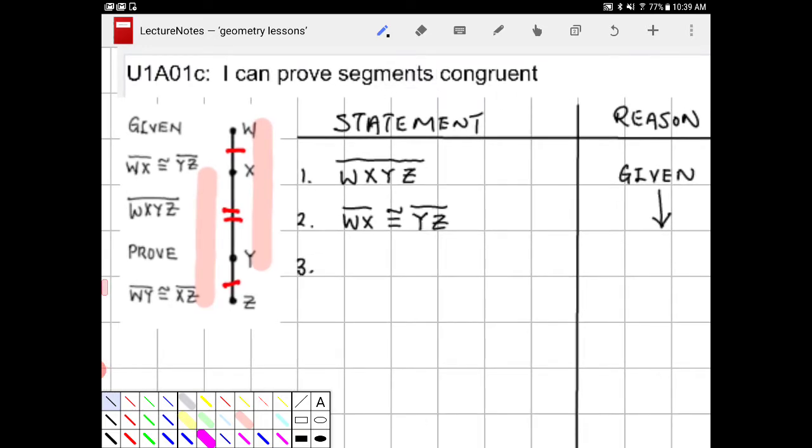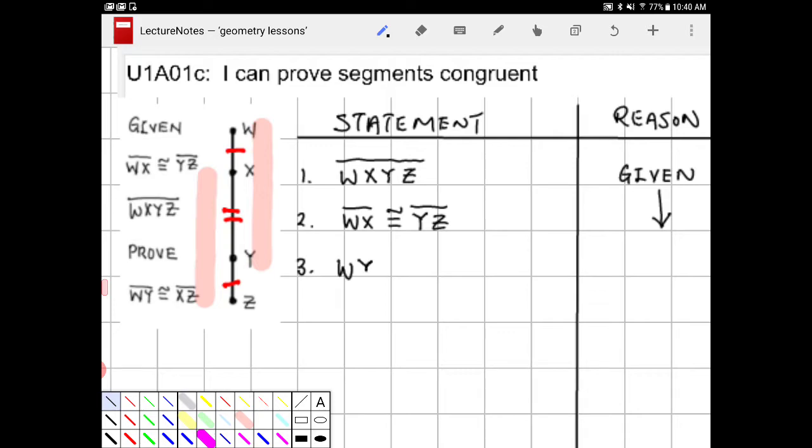A strategy that I would like to tell you all is this. If you're ever told to prove anything where it involves segments, and you know certain segments are made up of other smaller segments, it would be a good idea to articulate that in the statement and reason chart. And then from there, other relationships will begin to reveal themselves. I promise you this. So let's take a look.